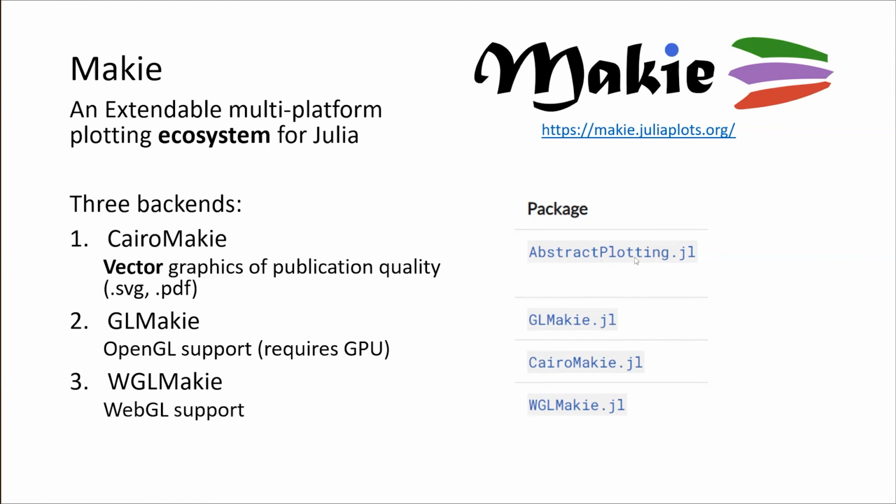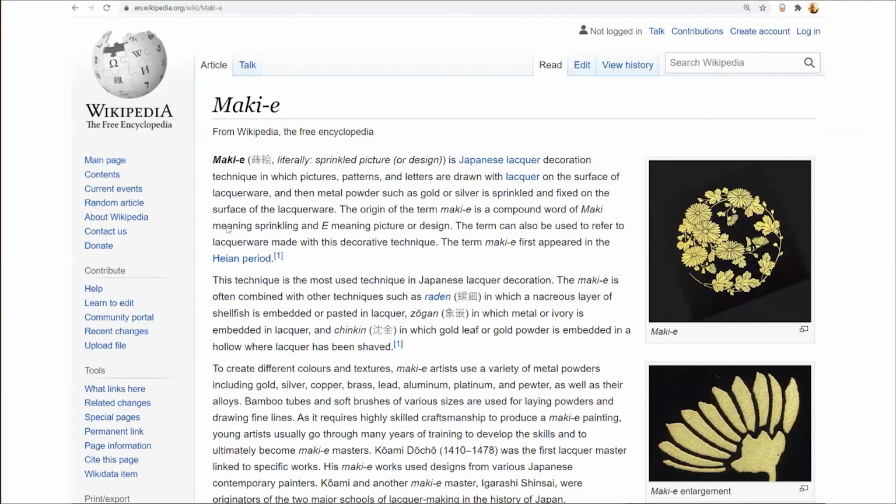Basically, this will enable you to have the same plotting command, but by switching to a different backend, you can choose your output. So you can switch to vector graphics, or you can switch to a GPU, like an OpenGL style output, and WebGL. So that's a very nice organization. Just to mention, Makie is, I think, a name from a Japanese decoration technique. If you're interested, you can read about this on Wikipedia.